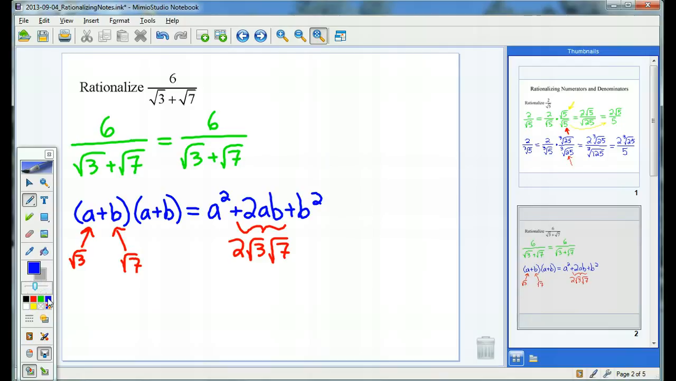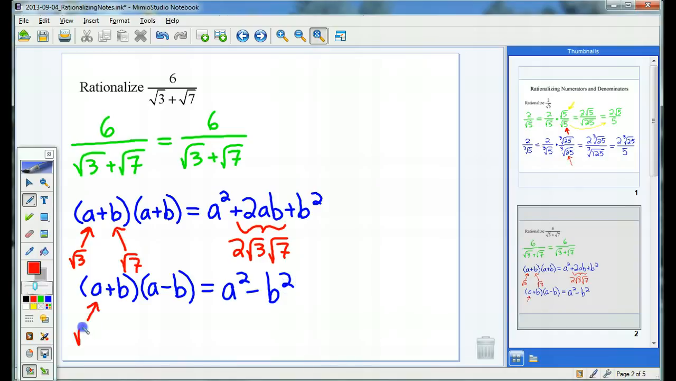Instead, let's remember another special product from algebra, and that is that if we take a plus b and multiply it by a minus b, we actually get a squared minus b squared. And this is very helpful because if a represents the square root of 3 and b represents the square root of 7, then a squared, the square of the square root of 3, is just a 3, and b squared is just a 7. And look, we'll have gotten rid of the radicals there.